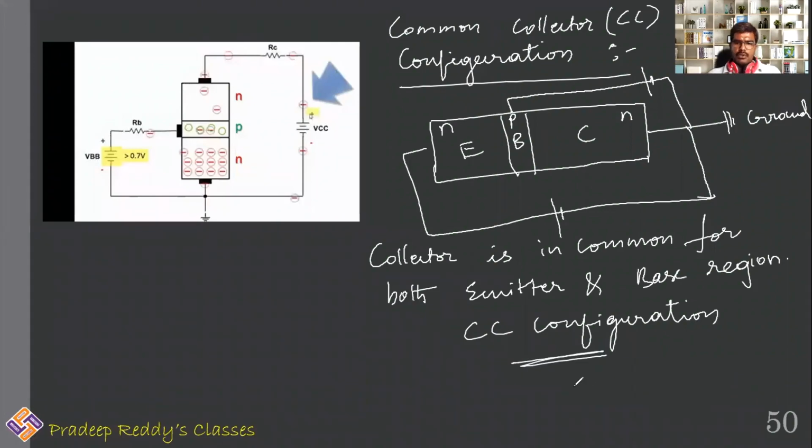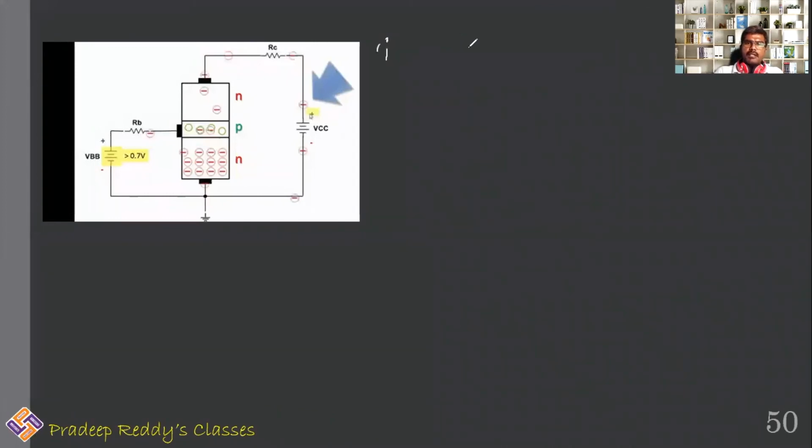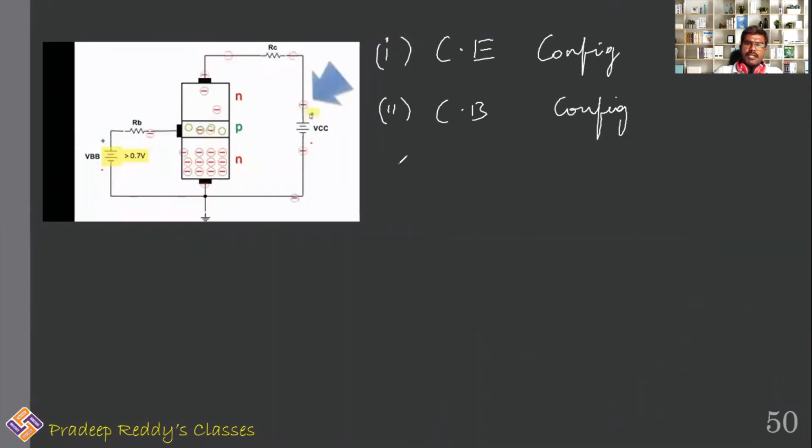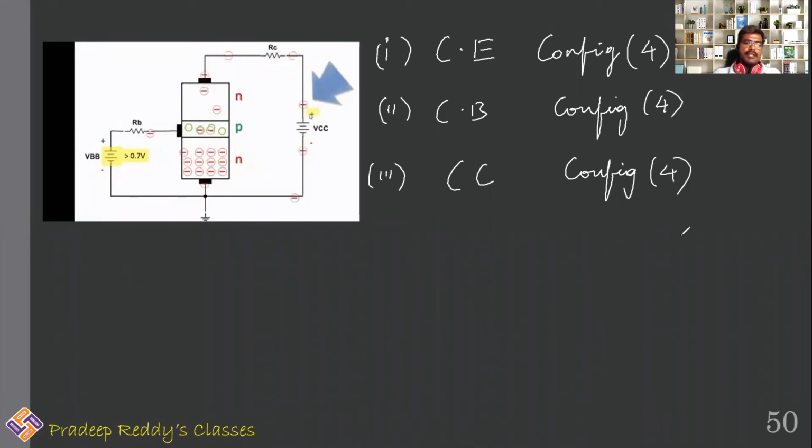So totally there are three types of configurations in which a junction transistor can be used. Number one, the CE configuration, number two, the CB configuration, and number three, the CC configuration, right? In CE configuration, you can connect it in four ways: forward-forward, forward-reverse, reverse-forward, reverse-reverse. In common base configuration, again, you can connect it in four ways. In common collector configuration, you can connect it in four ways.